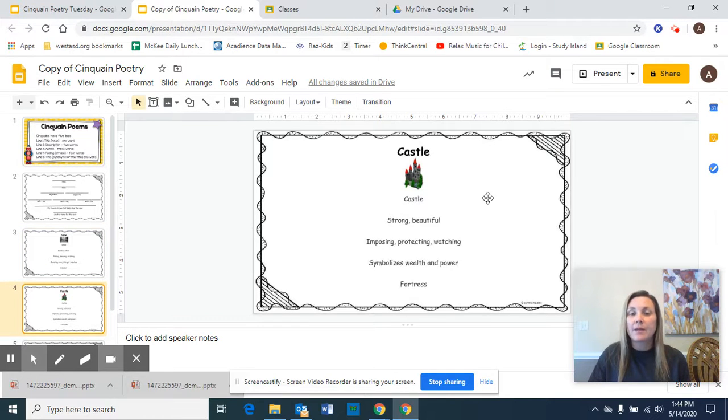Castle. Castle, strong, beautiful, imposing, protecting, watching, symbolizes wealth and power. Fortress. So again, we have our noun. We have our 2 describing words, our adjectives describing castle. We have our verbs with ing at the end: imposing, protecting, watching. Symbolizes wealth and power describes castle. And then we have another noun, fortress, which is a synonym for castle.